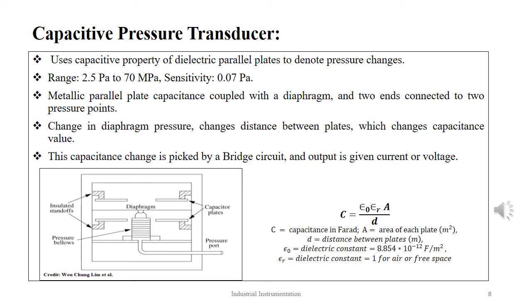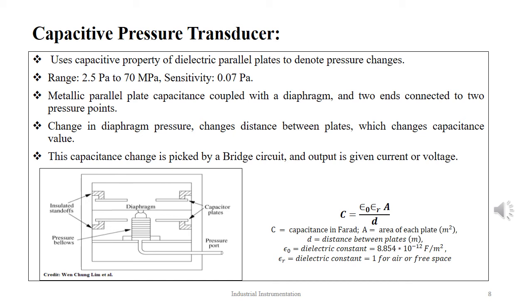The parallel plate capacitance is given by the equation C equal to epsilon 0 epsilon R A by small d, where C is the capacitance, A is the area of each plate, d is the distance between the plates, epsilon 0 is the permittivity of free space having a value of 8.854 times 10 to the minus 12 farad per meter, and epsilon R is the relative dielectric constant, which is 1 for air or free space.